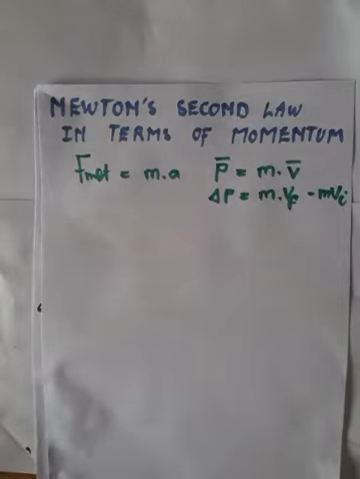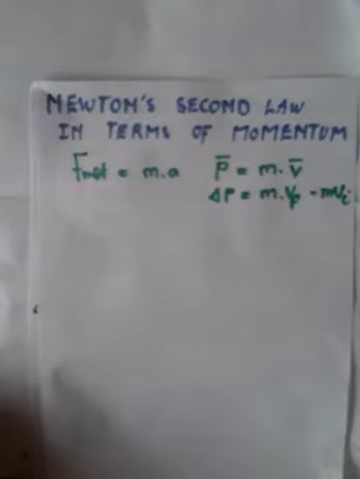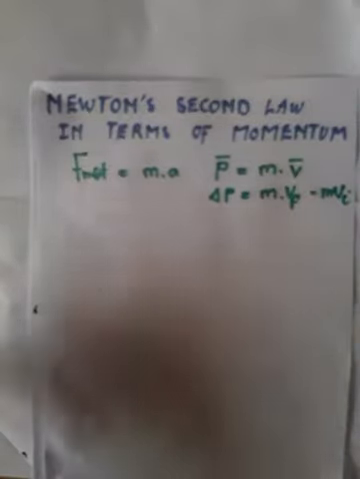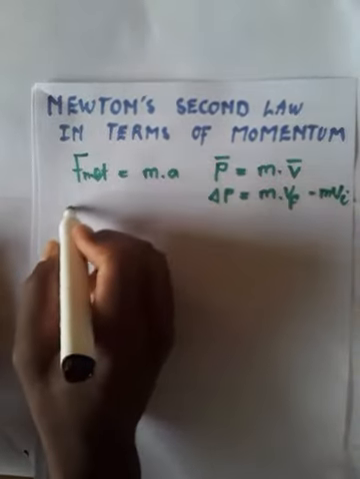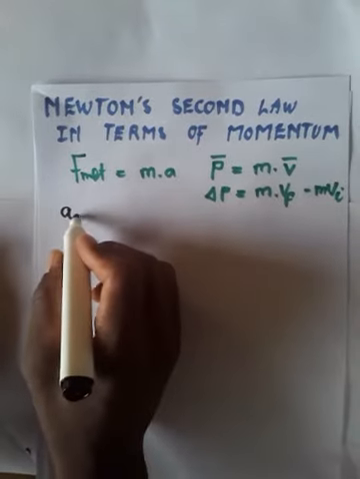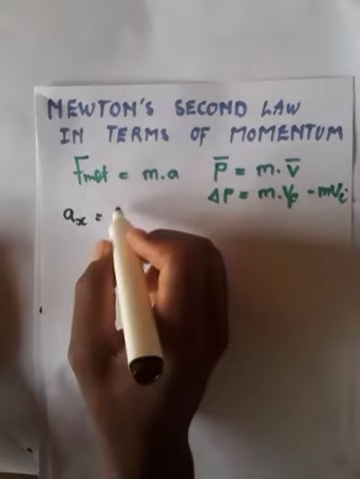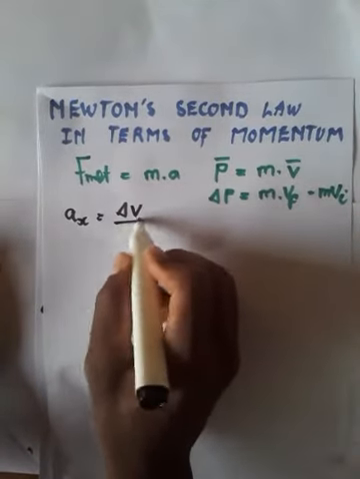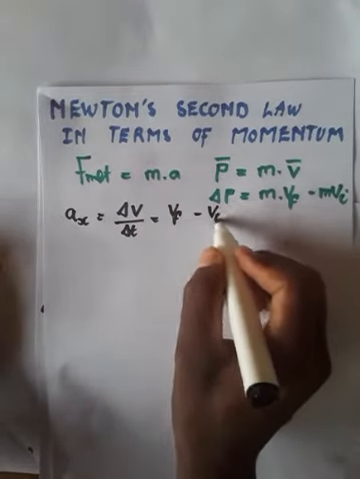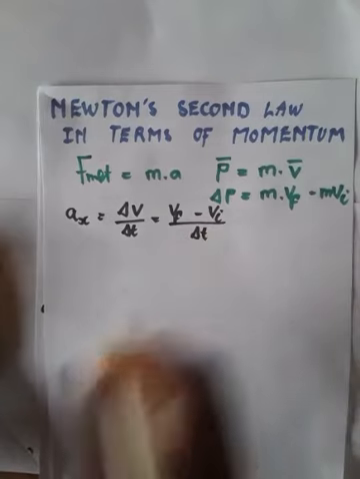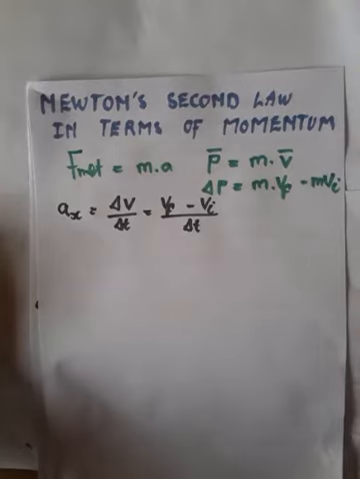Those are the concepts that we covered. Now let's see how we can relate momentum with Newton's second law. We know that acceleration, by definition, is the change in velocity over time. So acceleration is given by the change in velocity over the change in time, which is v final minus v initial divided by the change in time.